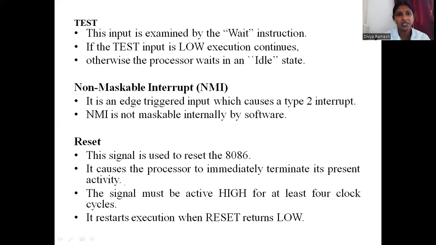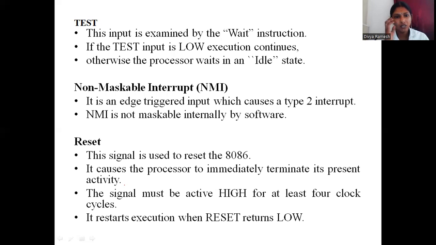Next one is reset. This signal is used to reset the 8086. It causes the processor to terminate immediately its present activity. While doing some activity, whenever you press this reset key, it starts to initialize, ends the particular process and goes to an initial step.